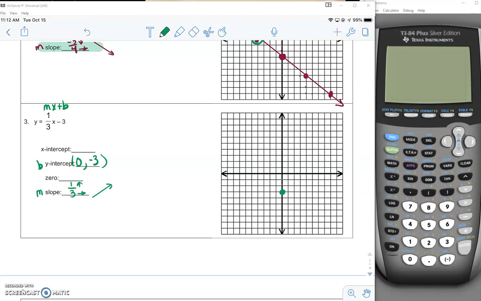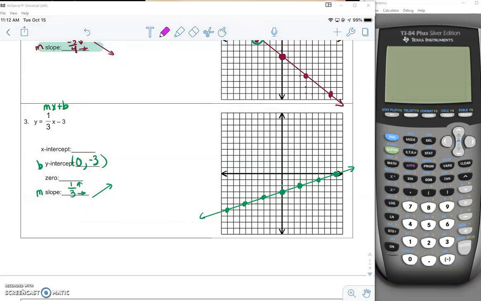So from my y-intercept, I count up 1 over 3 and put a new point. Up 1 over 3. All the way across. When I run out of room, I will go back the other way. 1, 1, 2, 3. Once I have as many points as I can, I will connect my points to draw a line.